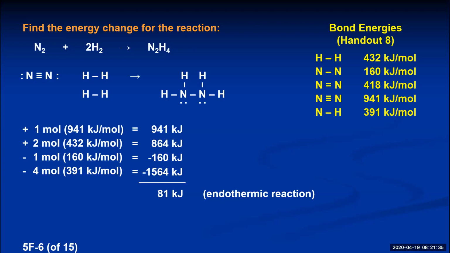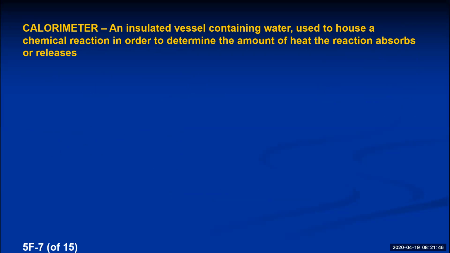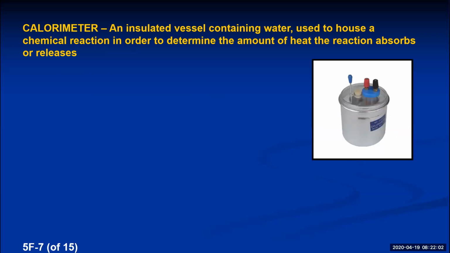We can also do it experimentally, and if you want to determine experimentally how much heat or energy is released or absorbed in a chemical reaction, we will use a device called a calorimeter. A calorimeter is an insulated vessel that usually contains water. It's used to house a chemical reaction, so we actually add reactants to the water, in order to determine the amount of heat the reaction absorbs or releases. A calorimeter is an expensive device. It's almost like a thermos, essentially.